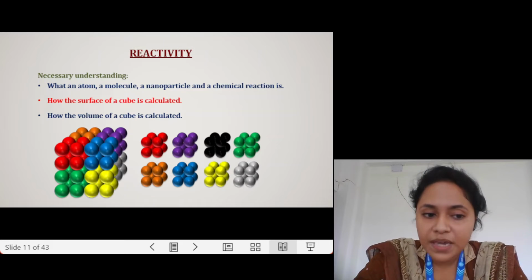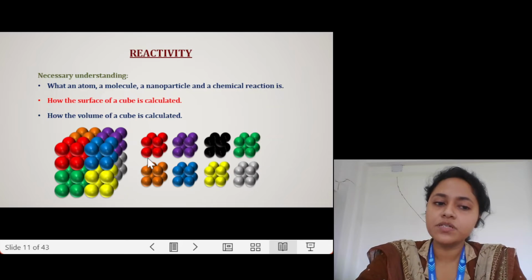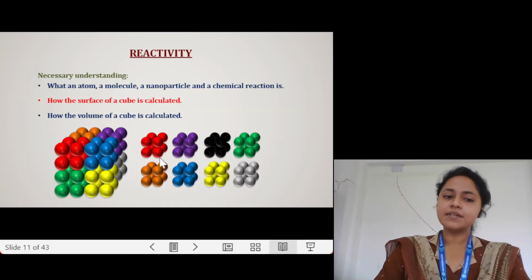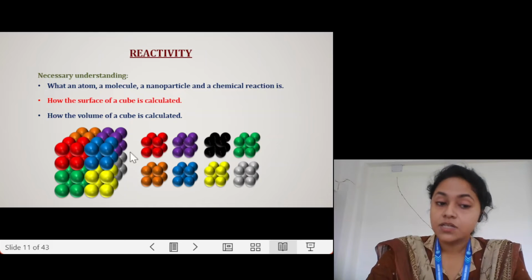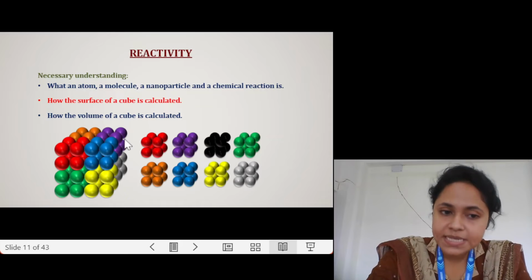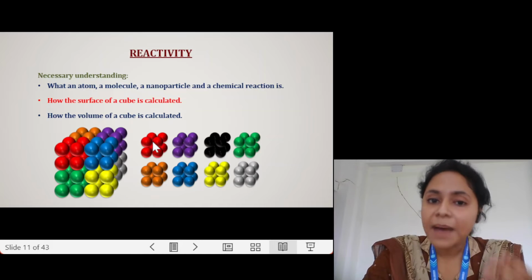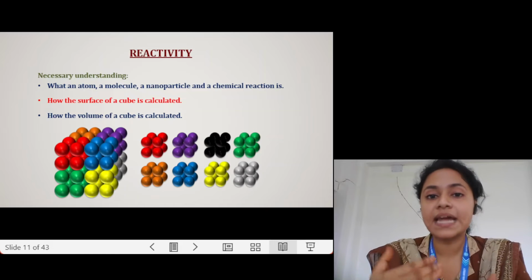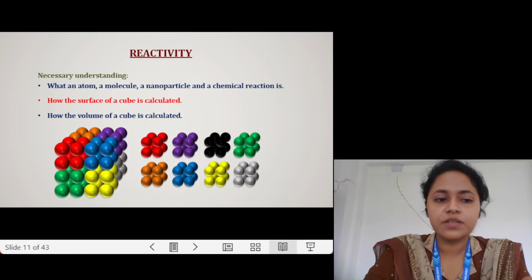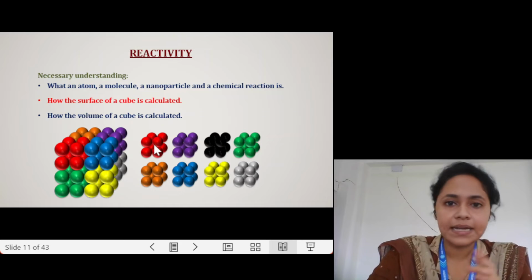So for this big cube, we have the surface area to volume ratio as 3 by a, and for this small cube, we have it as 6 by a. So whenever we are reducing the size from this bigger particle to a smaller particle, what impact does it have on its reactivity? Its reactivity is getting doubled, right? It is getting doubled.